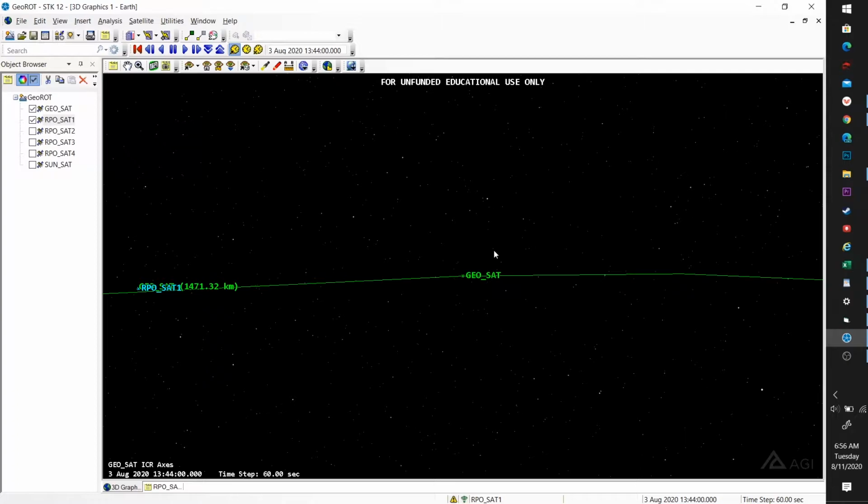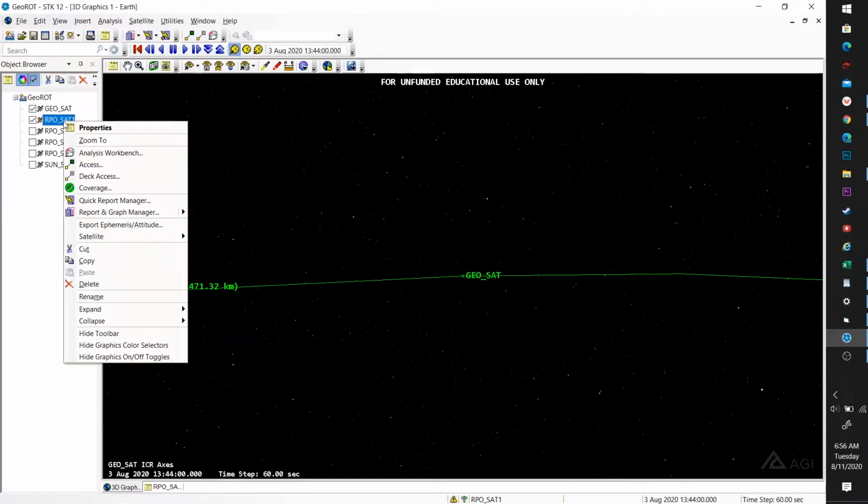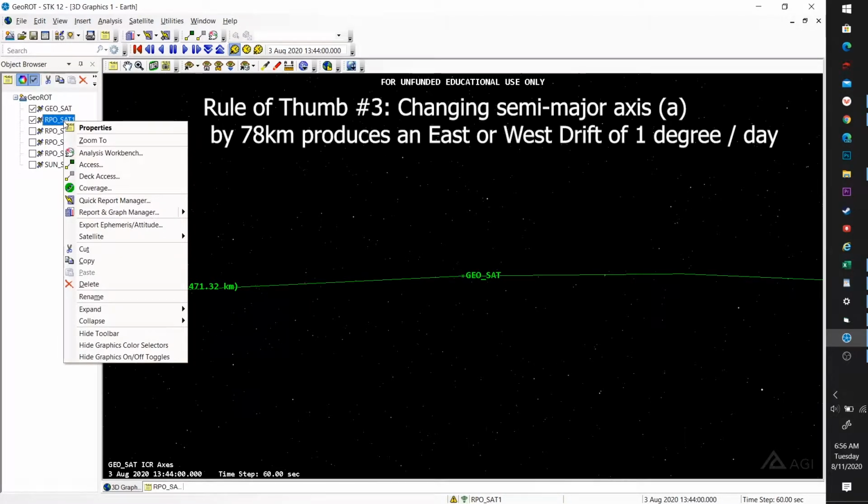The first one that I want to show you is the semi-major axis rule of thumb. Basically, the third rule is that if you increase your orbital altitude by 78 kilometers or decrease it, you will produce a 1 degree per day drift. When we say 1 degree, we're talking about those longitudinal degrees that I talked about in the previous lesson.